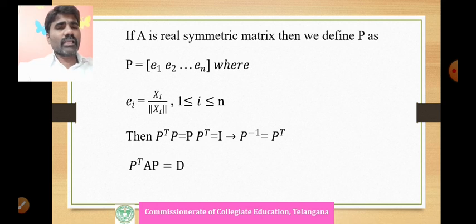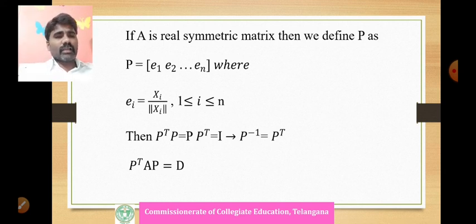Therefore, by diagonalization, P inverse AP equals D implies P transpose AP equals D. That means whenever the given matrix is symmetric, it is not necessary to calculate P inverse. Simply we can define P by the normalized eigenvectors, and P inverse is nothing but P transpose. Then simply P transpose AP becomes D.